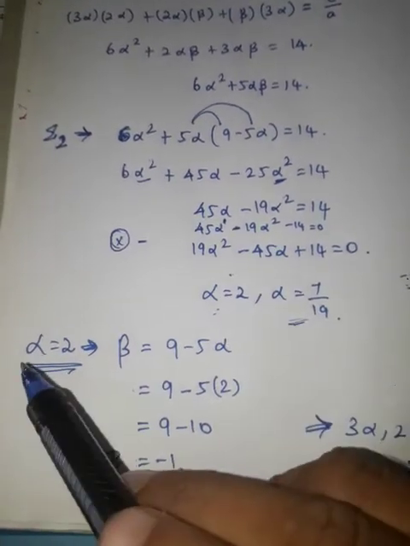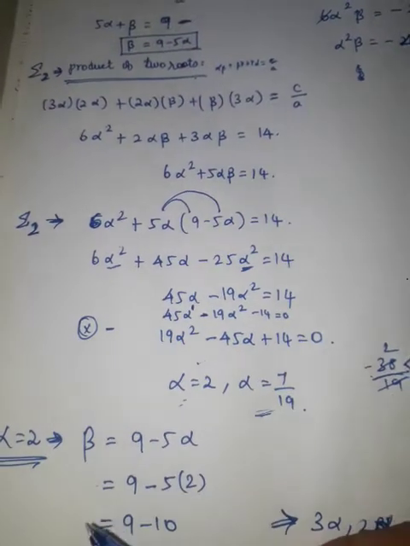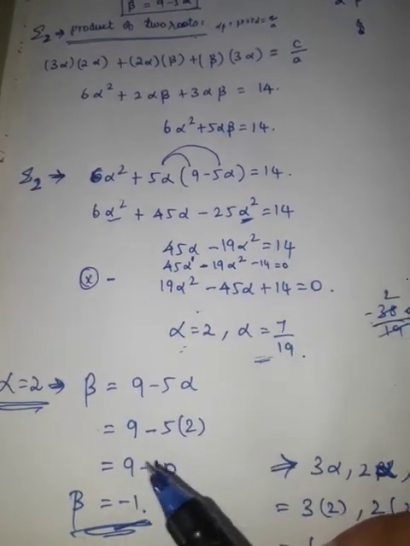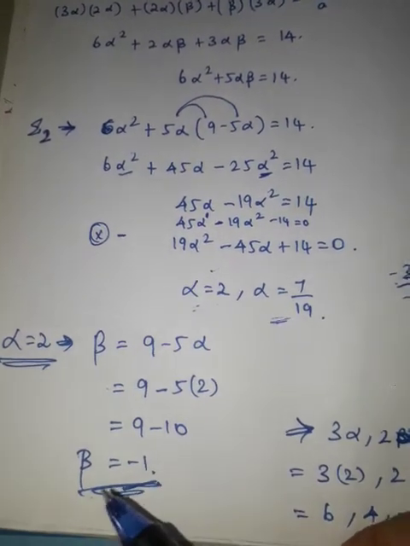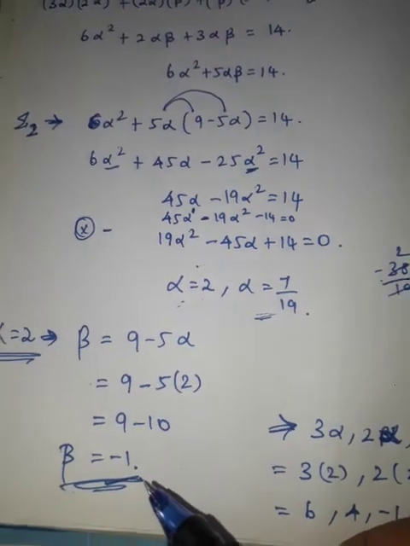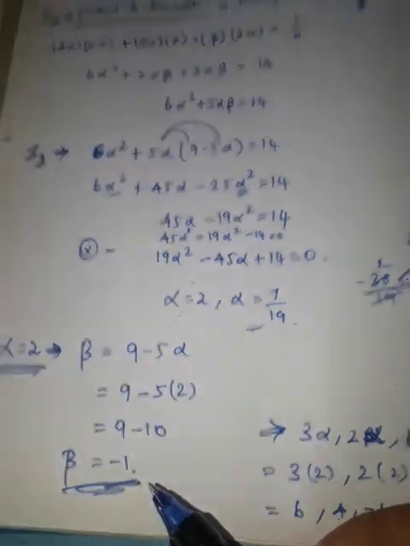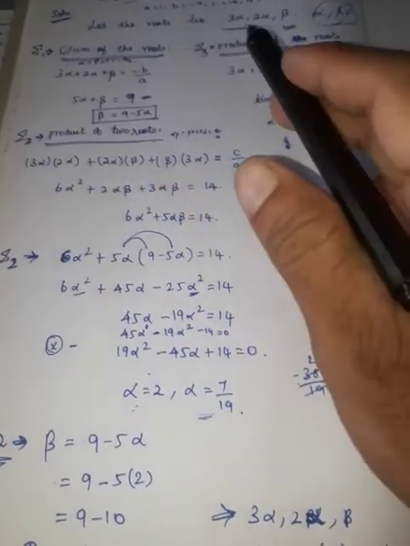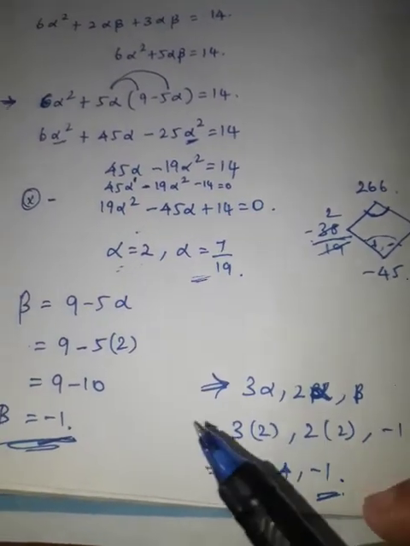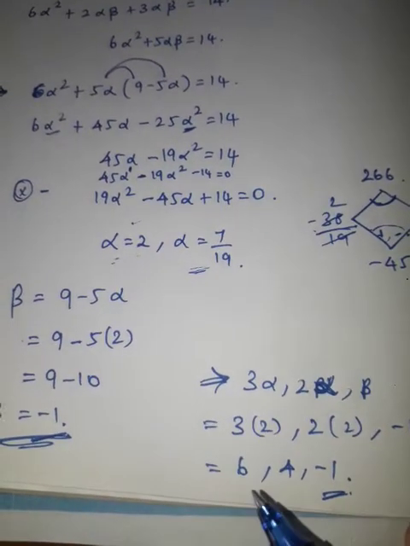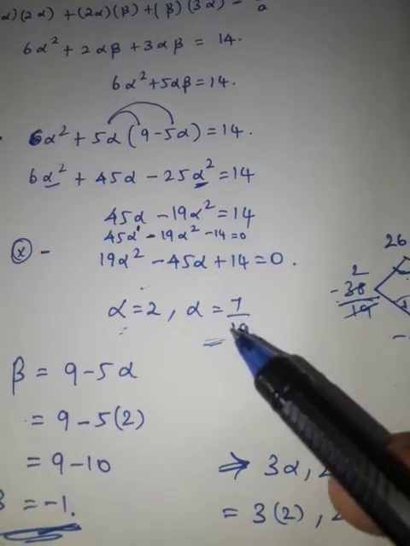If we take alpha 2, substitute in beta equal to 9 minus 5 alpha, 9 minus 5 into 2, 10. So 9 minus 10 is minus 1. The beta value is minus 1. Then alpha value 2, beta value minus 1. So the roots 3 alpha, 2 alpha, beta: substituting alpha and beta, we get 6, 4, minus 1. Then alpha has another value also, 7 by 19.